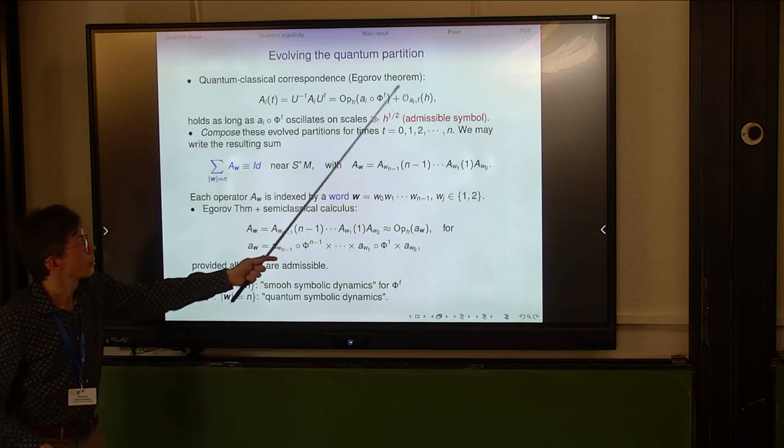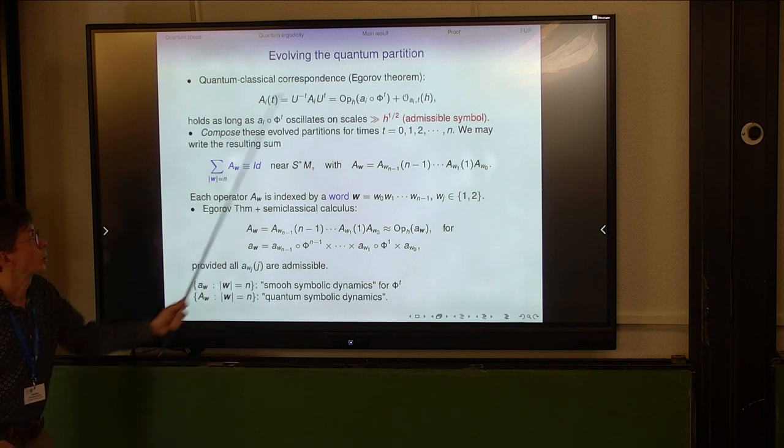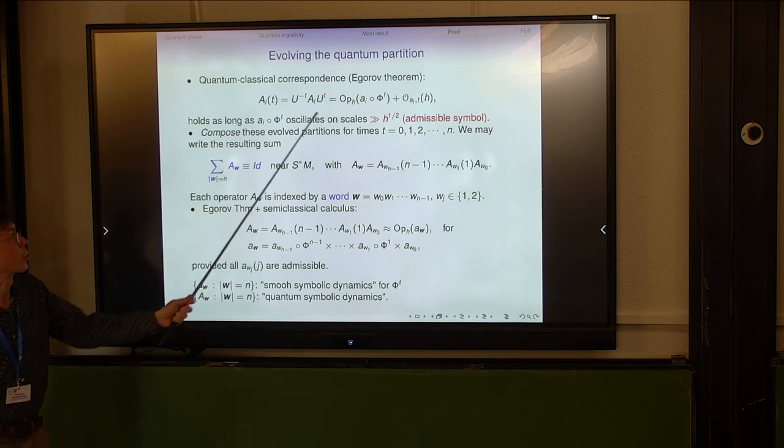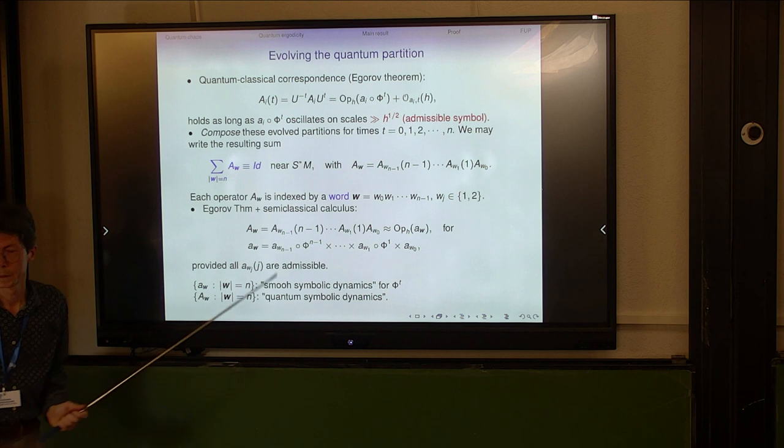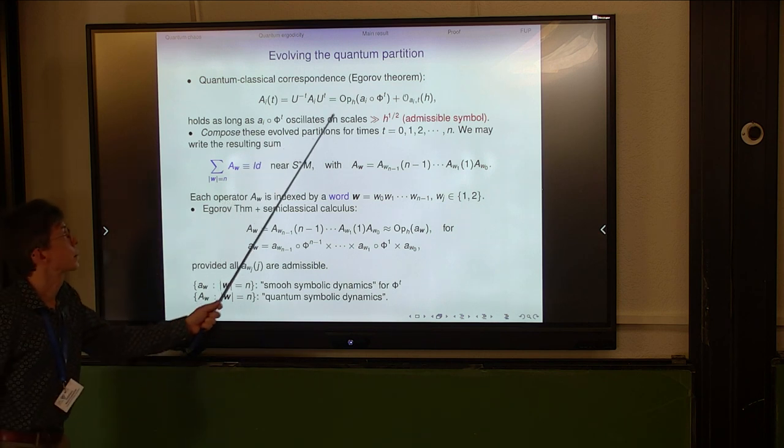but this remainder is not uniform with respect to time. Somehow this remainder starts to grow with time, and in some sense this equality makes sense as long as this classical function, this evolved function, is not oscillatory, does not start to oscillate too much. So one has to control, in a sense, how this oscillates.